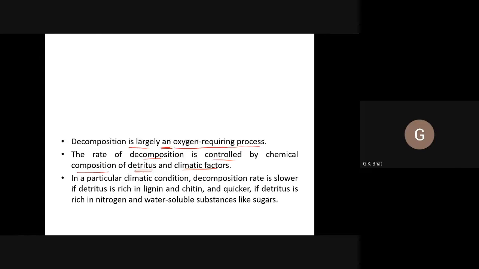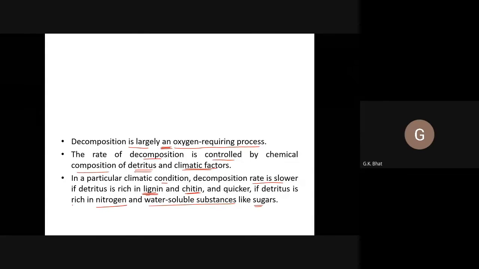And we have seen in this decomposition we have studied the fragmentation, the leaching, the catabolism, the humification, and the mineralization. Decomposition is based on the composition of the detritus, and also on certain climatic factors. In a particular climatic condition, decomposition rate is slower if detritus is rich in lignin and chitin, and faster if the detritus is rich in nitrogen and water-soluble substances like sugar.